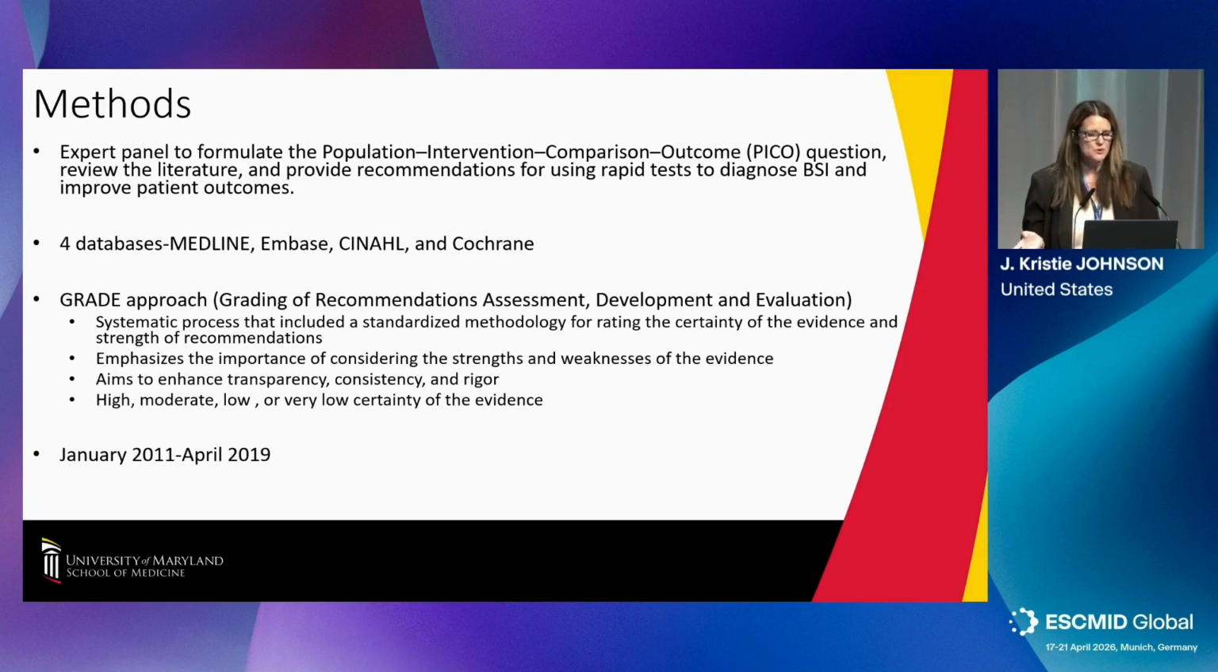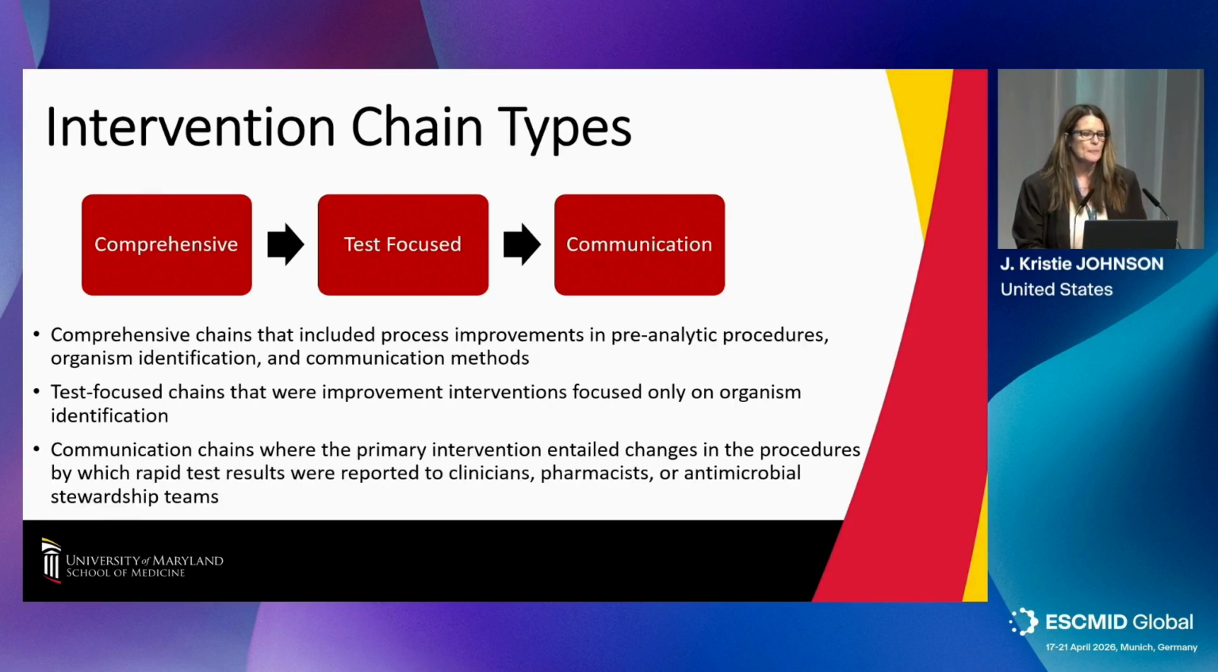Four databases were used, and we used the GRADE approach for rating the certainty of evidence and the strengths of recommendations. We looked at papers from January 2011 to April of 2019. What we found with most of the papers was that there were different intervention chain types. There was comprehensive, and the comprehensive chain types include pre-analytical procedures, the organism identification, which is the rapid diagnostic test, and communication methods.